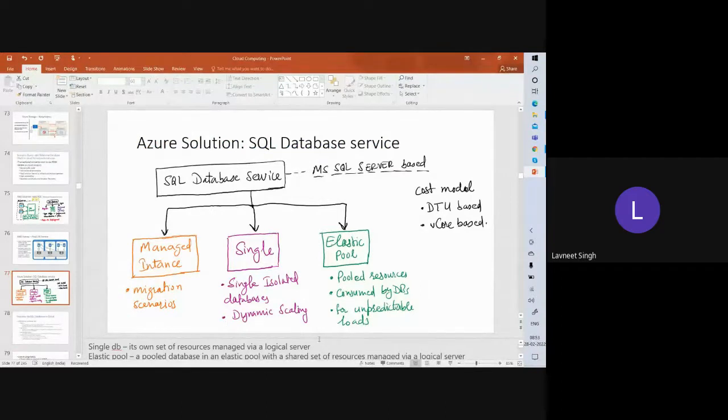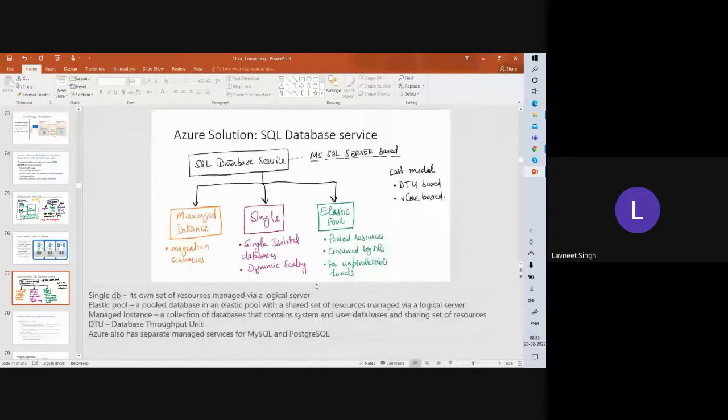Okay, so let us go through the notes so that we don't miss anything. Single database. It has its own set of resources managed by a logical server. So logical server is what PaaS is all about, right? So it has its own database resources, but in the Elastic pool, a pooled database with a shared set of resources managed by a logical server. And managed instance is a collection of databases that contains system and user databases sharing the set of resources.